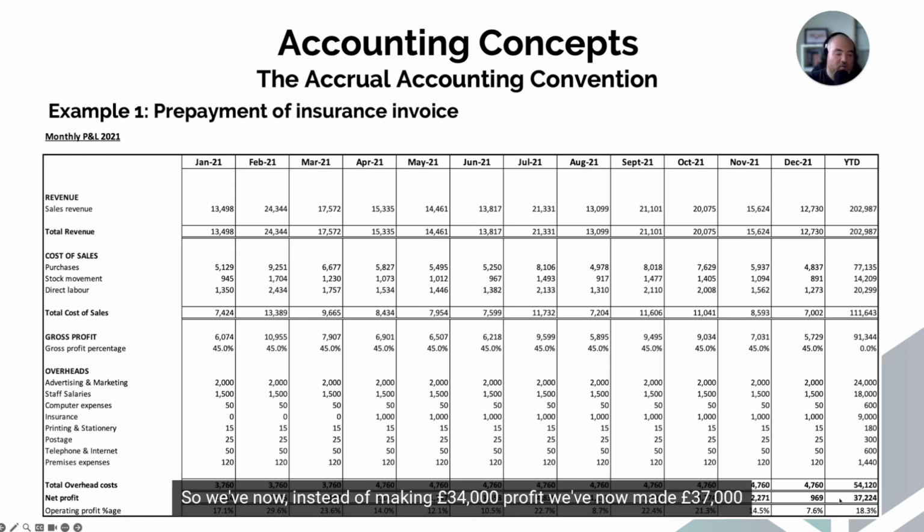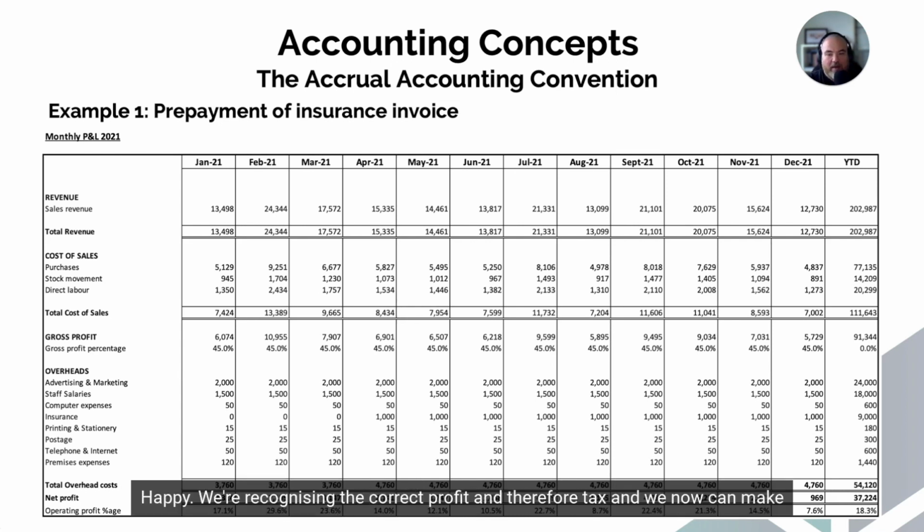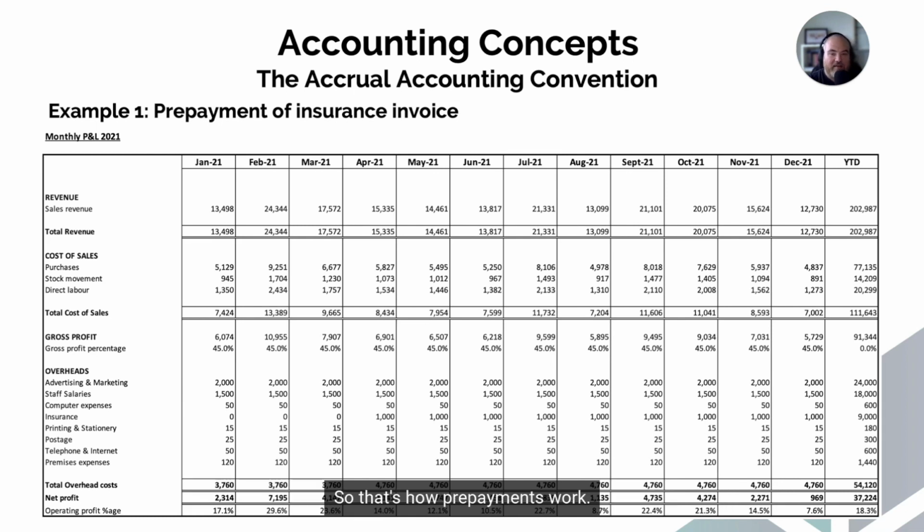So we've now, instead of making £34,000 profit, we've now made £37,000 profit. So HMRC will be happy we're recognising the correct profit and therefore tax, and we now can make more accurate decisions because we've got the correct profit figure. So that's how prepayments work. The fact that that's gone into next year is fine. The cost actually relates to next year, so that's where it should sit.